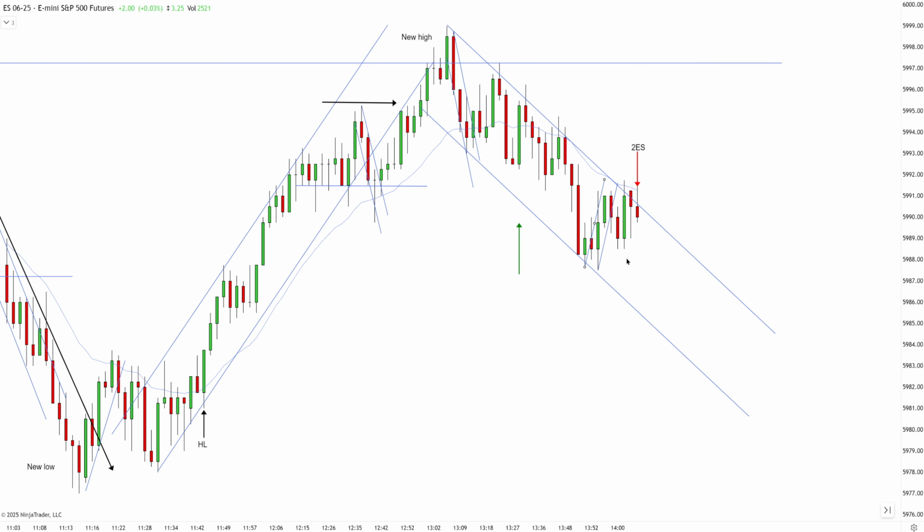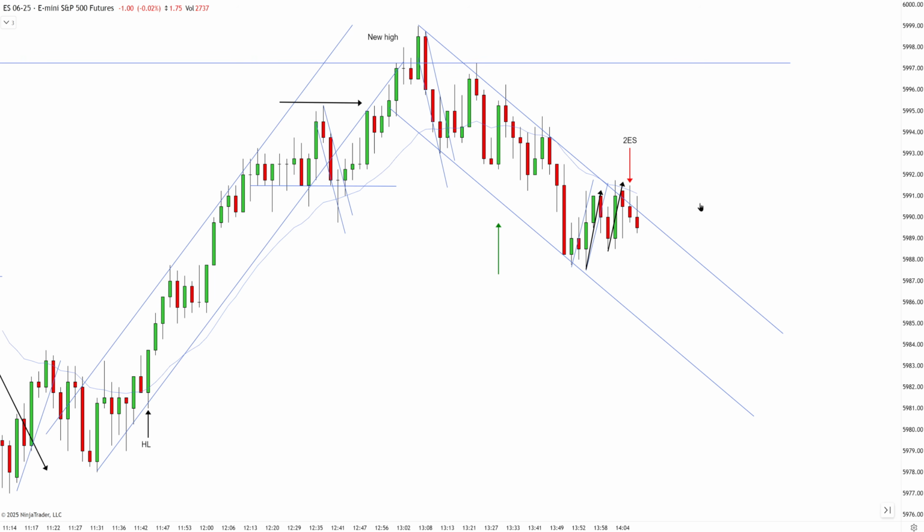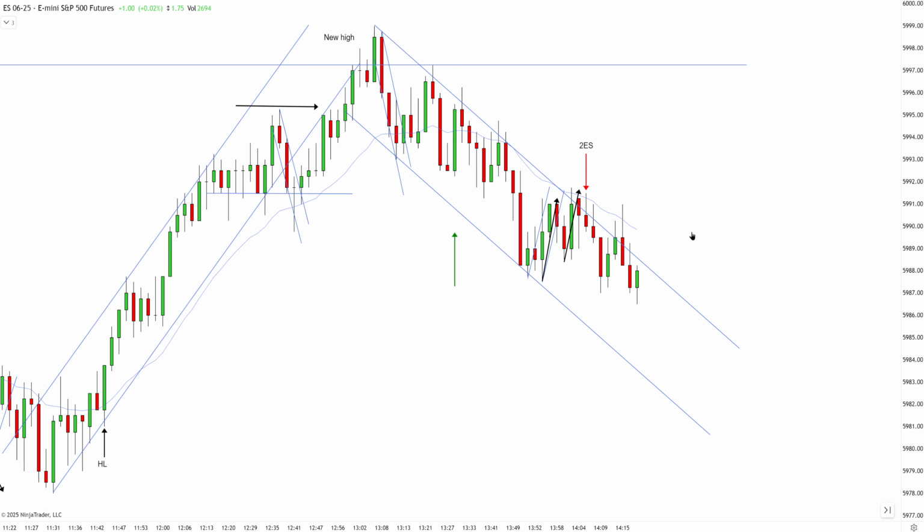You have a clear two-legged pullback, one leg up, break, second leg up. You're at key entry points. Context is clear. This is exactly where the probability of this setup working is very, very high. This is exactly what constitutes a high probability trade. So you have to enter here. You can't overthink it. Great setup.